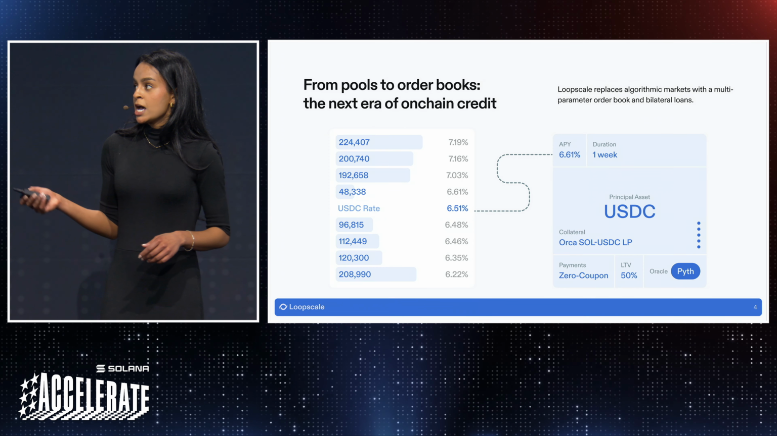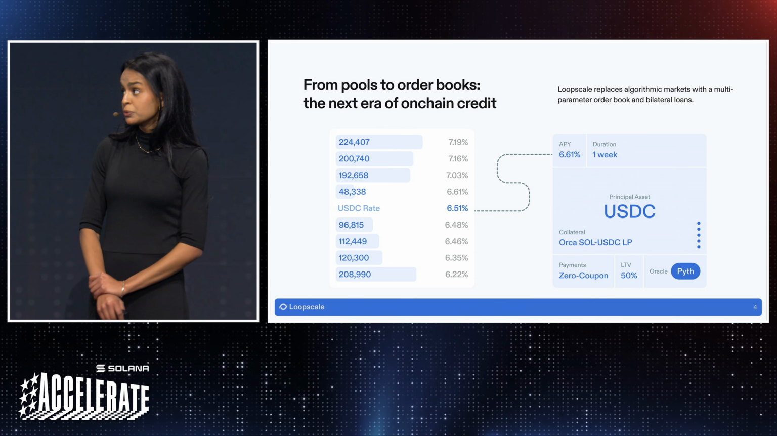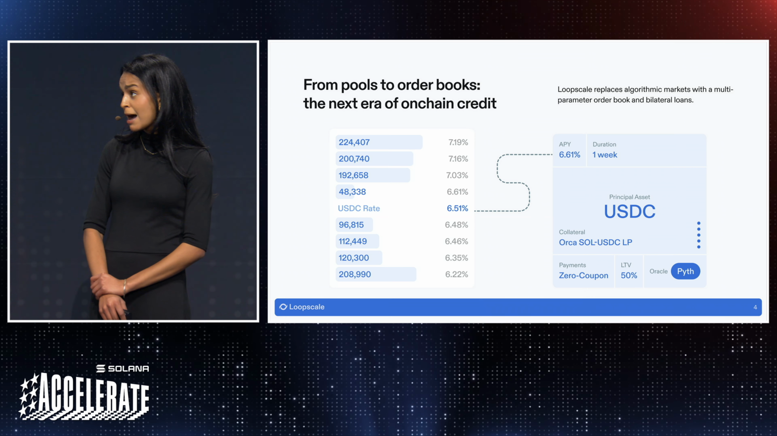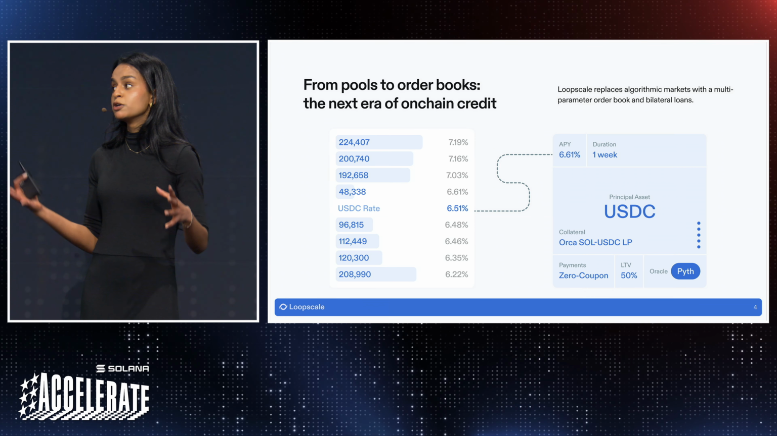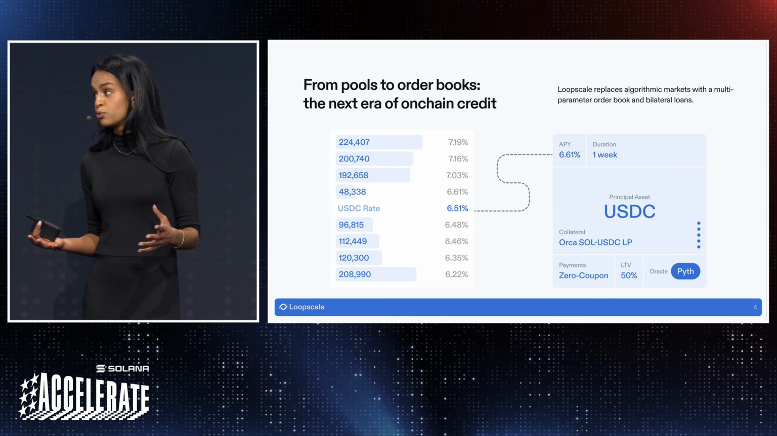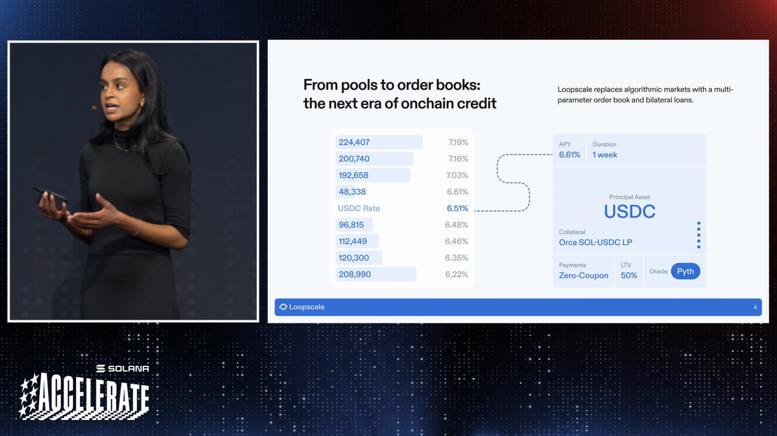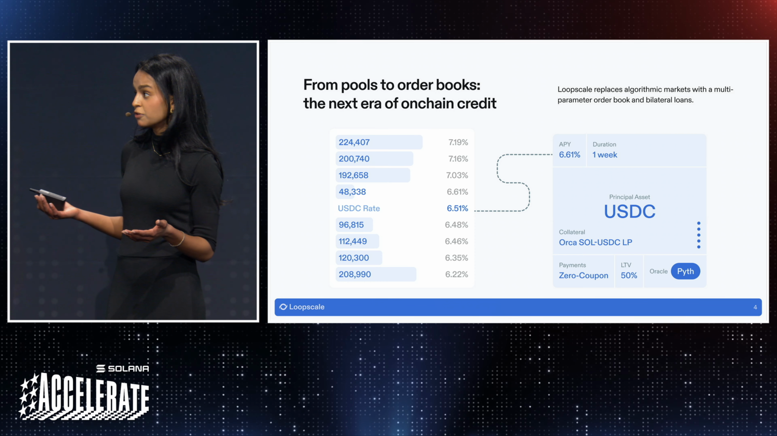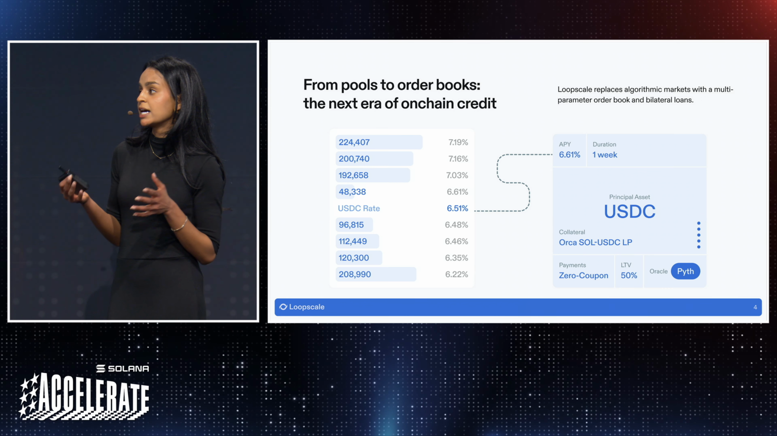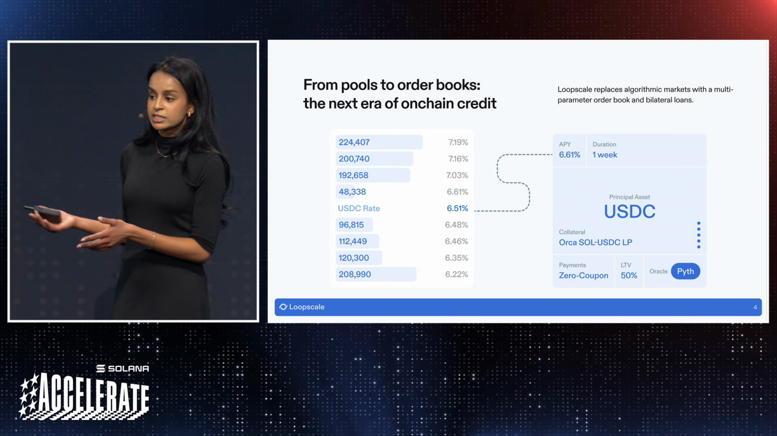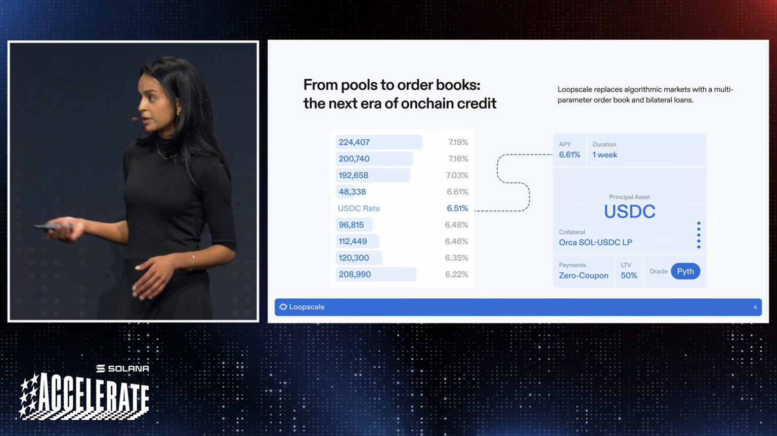With Loopscale, we've taken a fundamentally different approach to lending, mostly powered by what's become possible with Solana over the past few years. We've moved from the base primitive of a pool to the idea of a loan or a bilateral credit agreement, which is something you see more often in traditional finance. And we've replaced the market structure that's defined by an algorithm with a multi-parameter order book. Lenders place limit orders on the order book and match with borrowers.